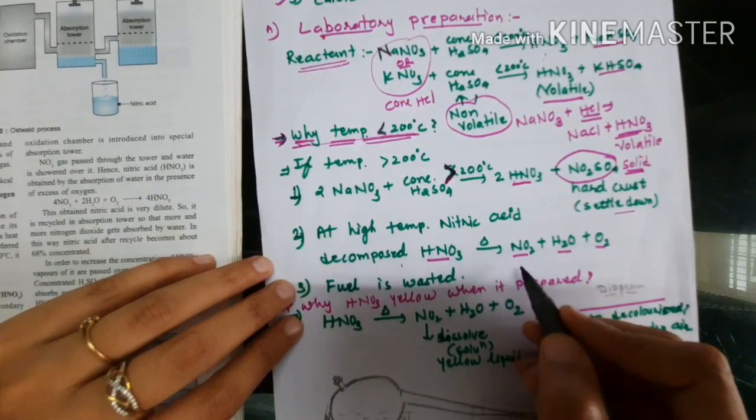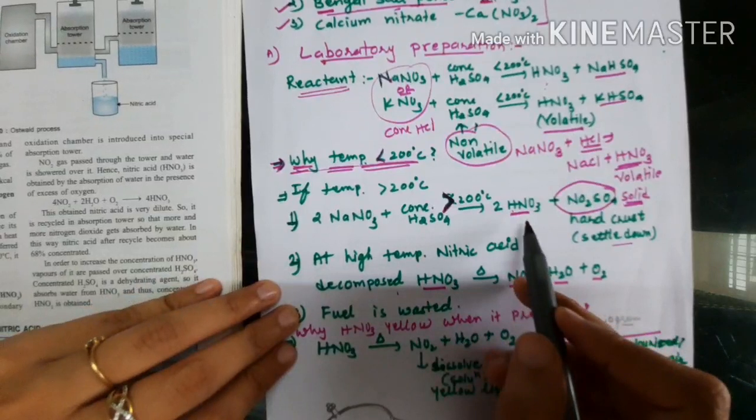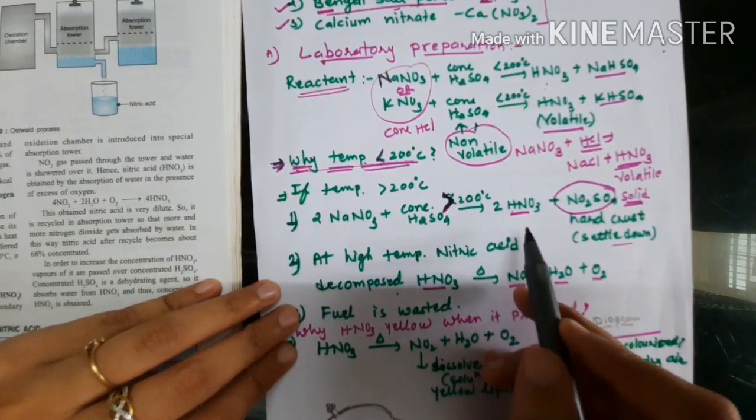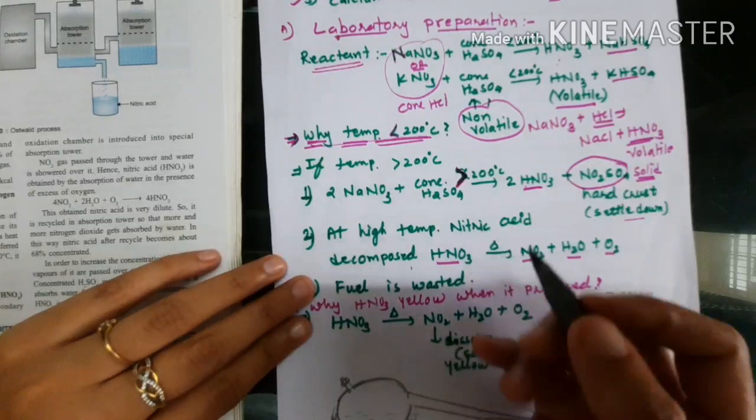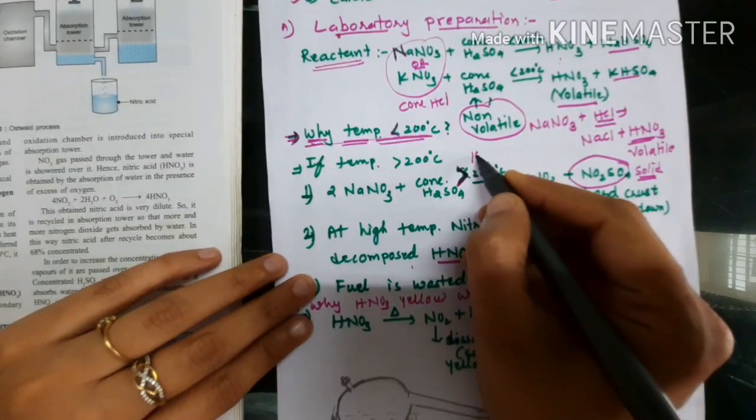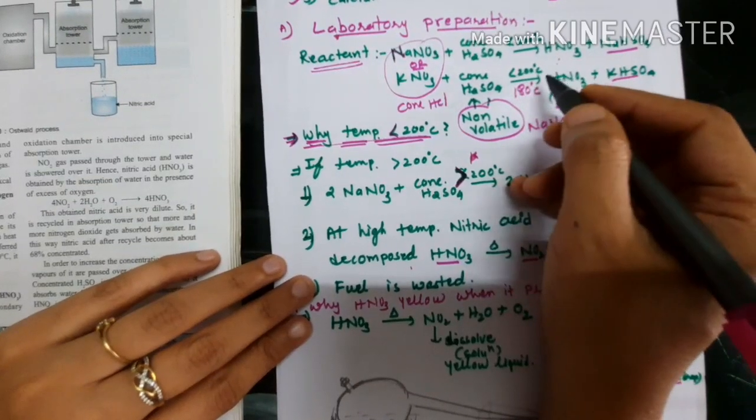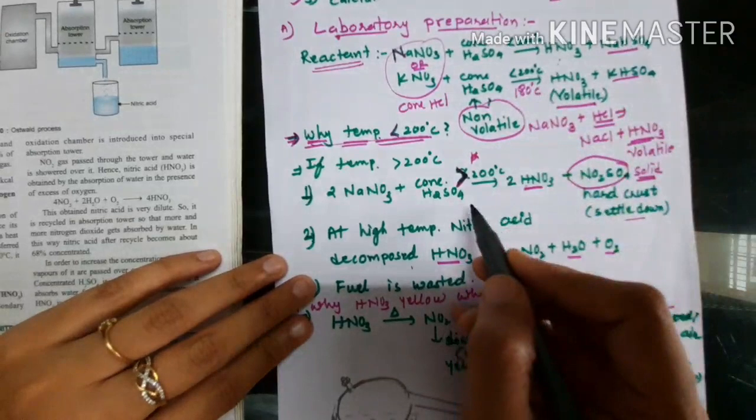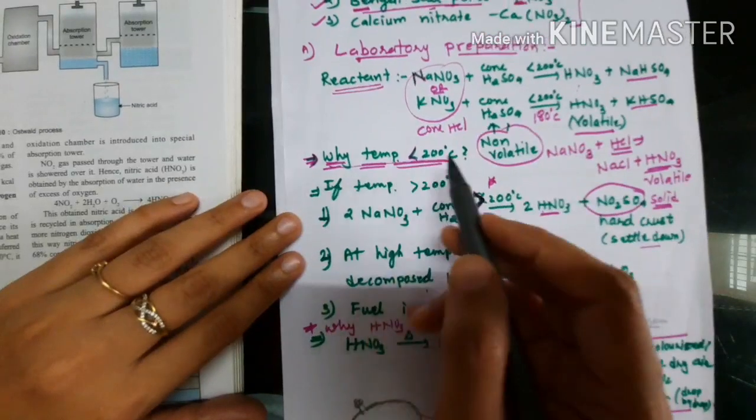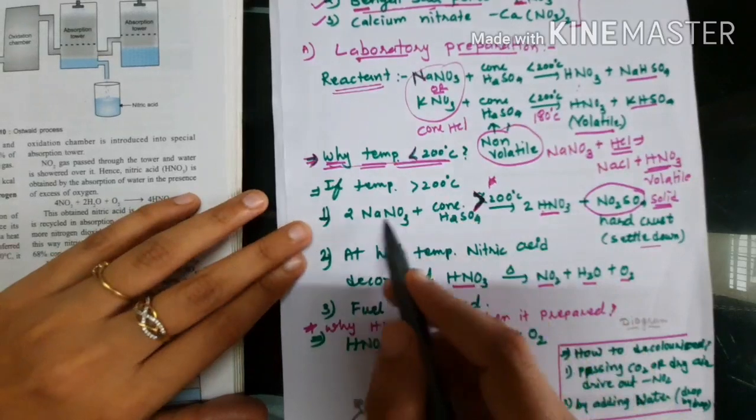So that is also happening. So if we are making HNO3, we require HNO3, not NO2. So around 180 degrees centigrade is required, not more than that. Less than 200 degrees centigrade is required, not greater than. So why is the temperature less than 200 degrees centigrade? That is a condition. So this is the reason.